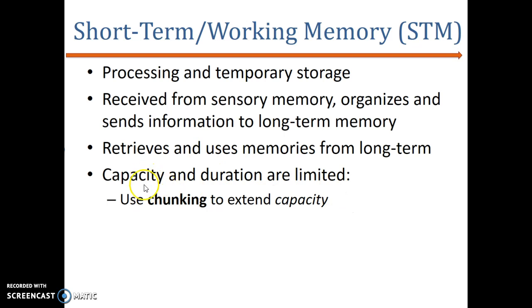So here what happens is you use the process called chunking, because the capacity of short-term memory is not too large. In order to extend it, we use what's called chunking. Let's try to do this. There will be a number that will flash, and I want you to recall the number, but use chunking, which is to group them together. All right? See if you can group them and then remember those.